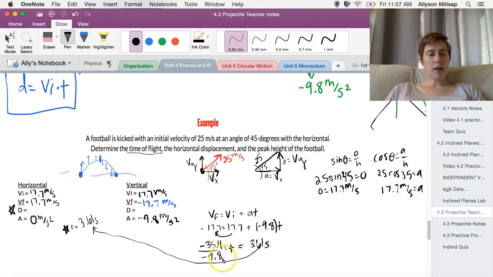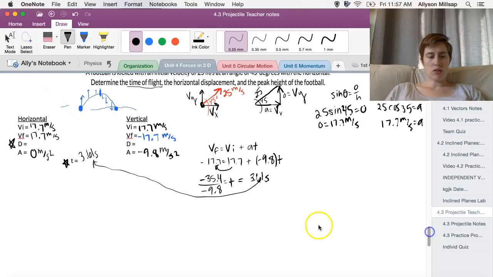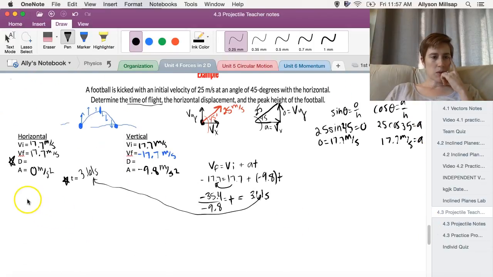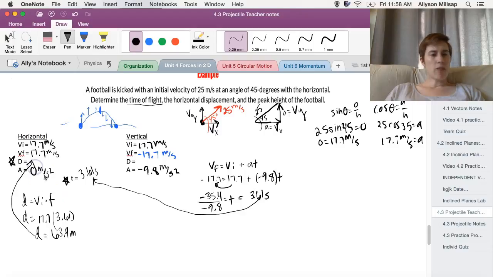Okay, so now I have time. I can solve for distance here because they wanted the horizontal distance. So my horizontal distance formula, if you remember, is D equals VI times T. So I'm going to put it over here. D equals VI times T. So the distance we're looking for, our initial was 17.7 right here. Our time is 3.61. And so my distance comes out to be 63.9 meters. So we have both of the things they asked for.